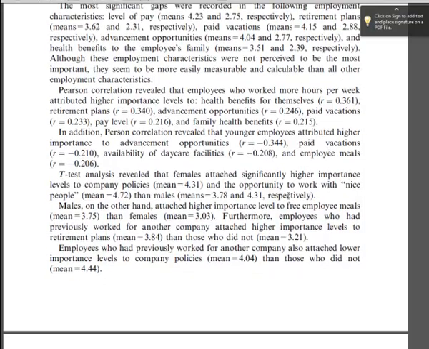Now this next paragraph deals with t-tests. So here we're talking about differences between groups. So if you read this, it looks like they're looking at differences in gender. So t-test analysis revealed that females attached significantly higher importance to levels of company policies.